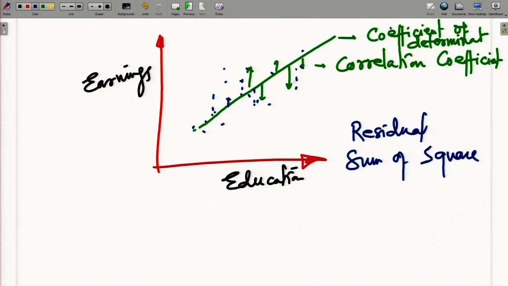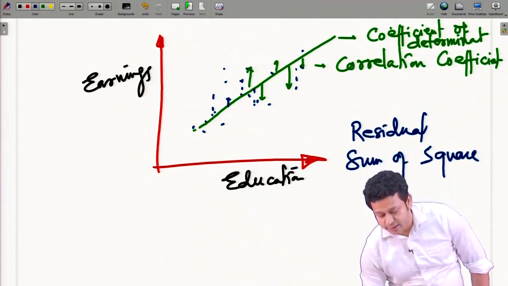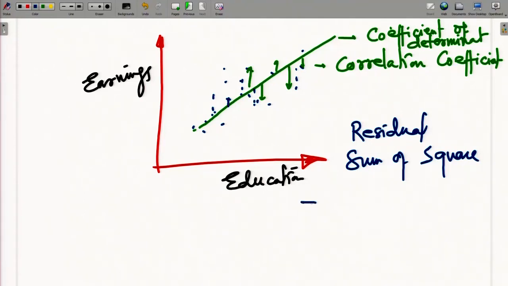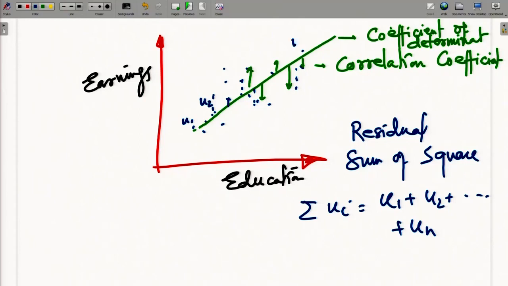Now, one way we could calculate these errors is to sum them all, right? So, U1, U2, up to UN, let's say for all these different points. So this is U1, this is U2, and this is UN. But we don't do it, because if we do that, the errors on different sides of the regression line will cancel each other. So, we don't want that.